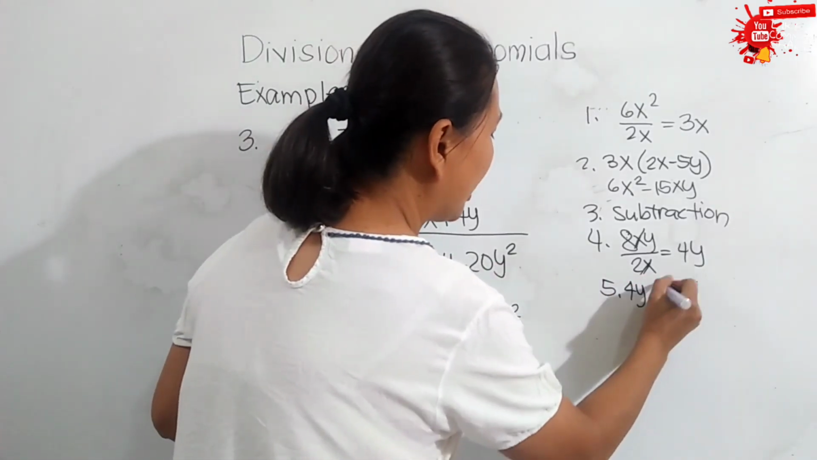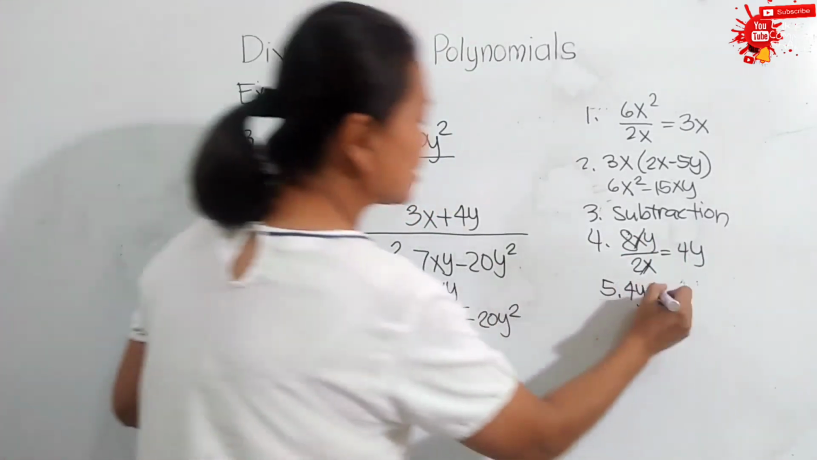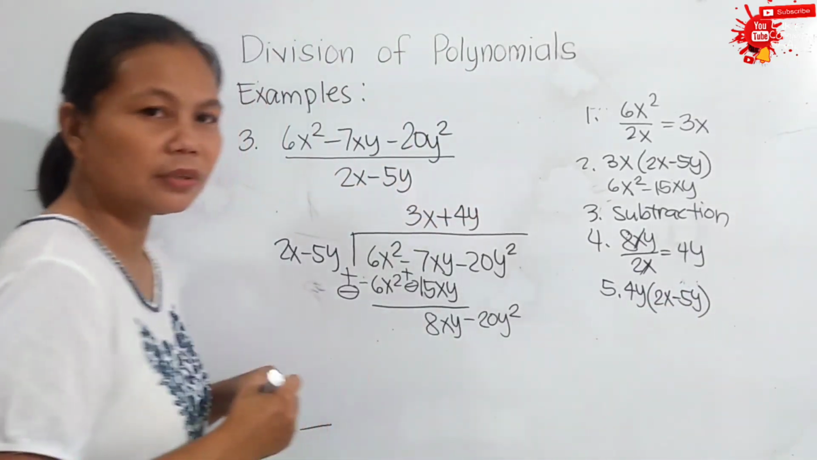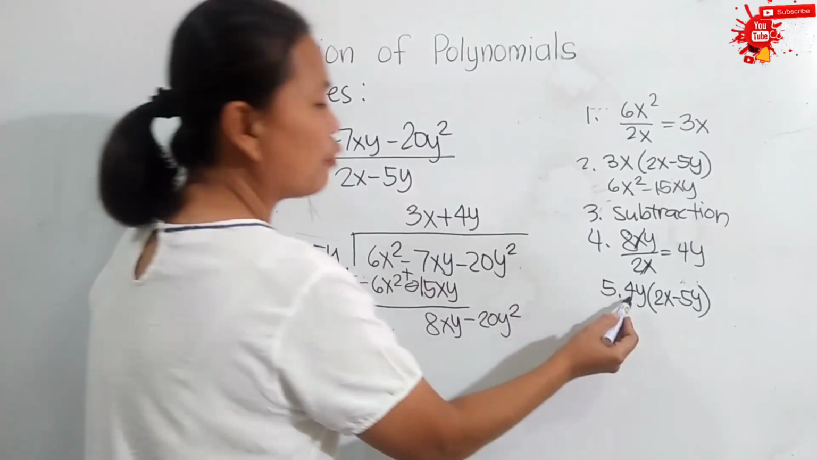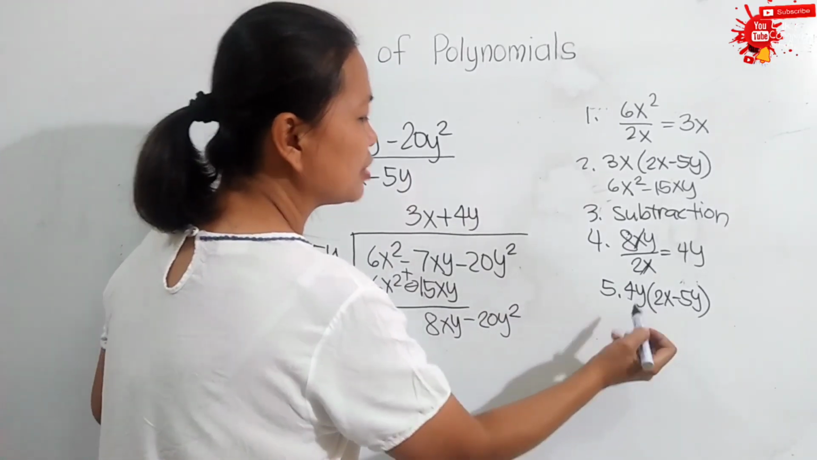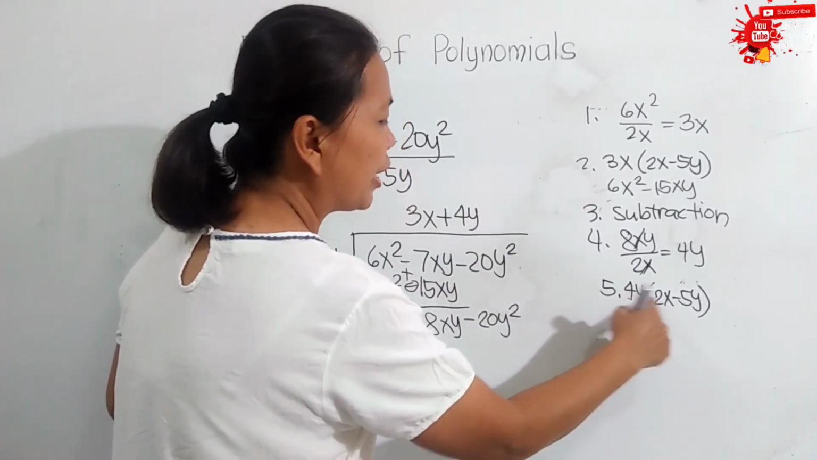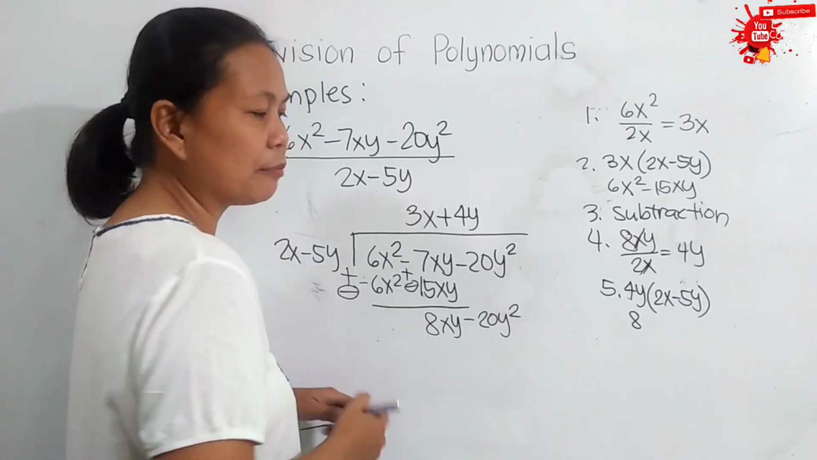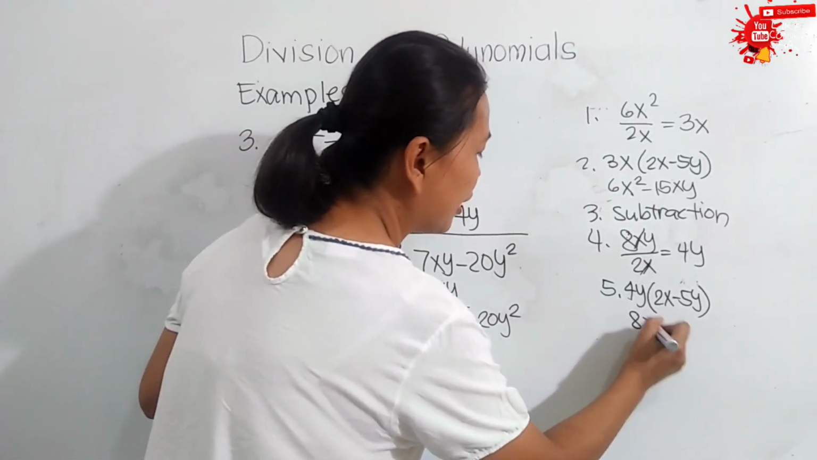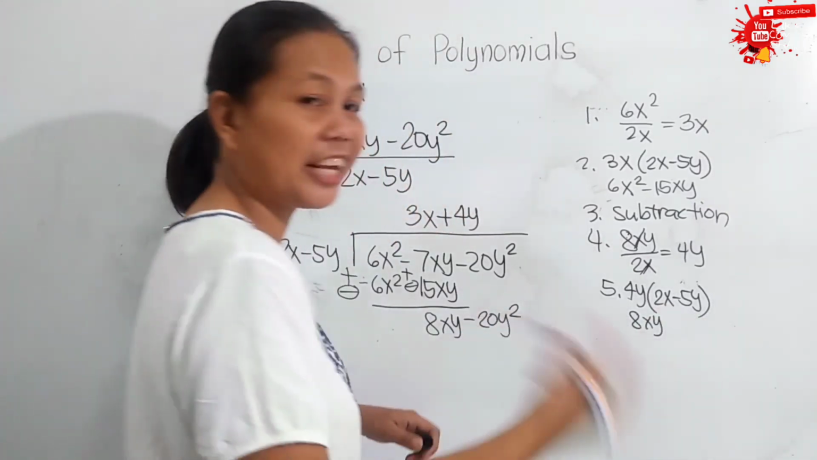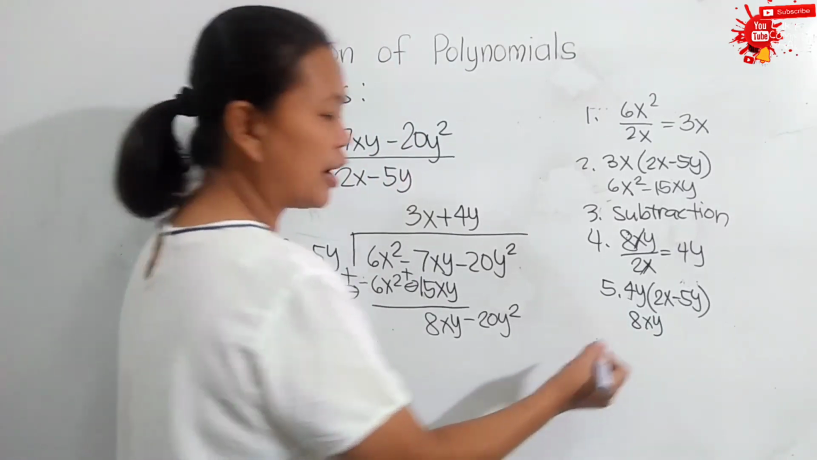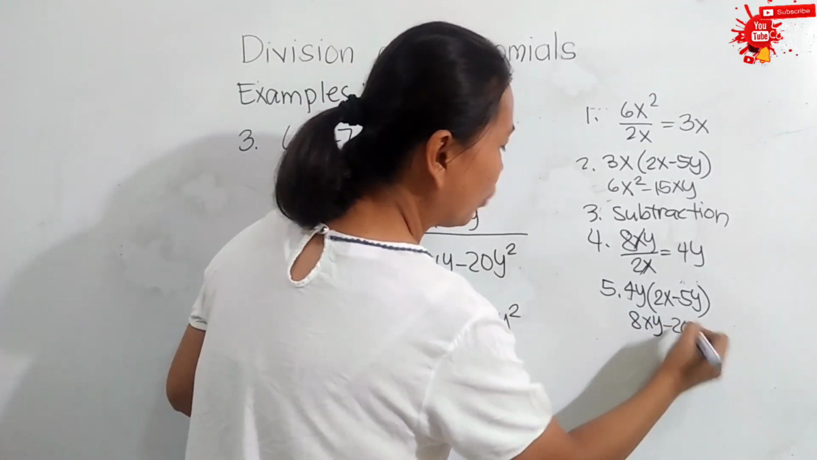Okay? Then the next one is multiply the quotient 4y to the divisor. So we have 4y times 2x minus 5y. So let us multiply. So 4y times 2x, so 4 times 2, we have 8. Then y times x, so wala tayong ipag-a-add na exponent kasi magkaiba yung ating base. So we just simply copy them. So x, y, then arrange it alphabetically. Then positive 4 times negative 5, so we have negative 20.